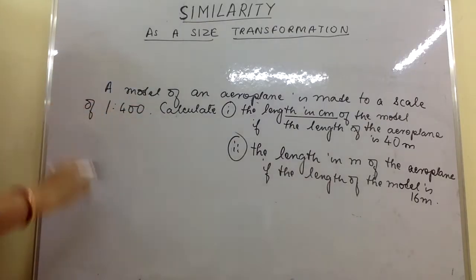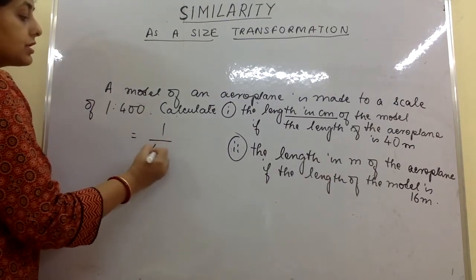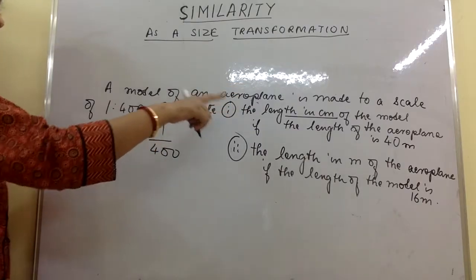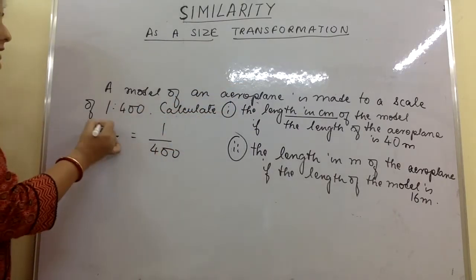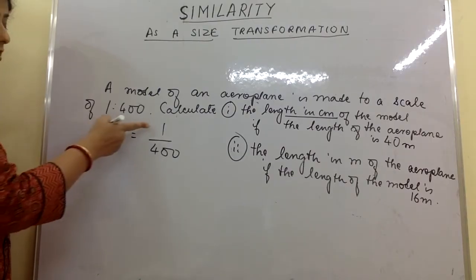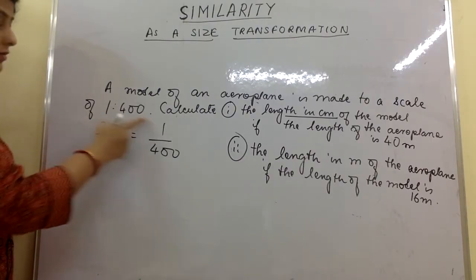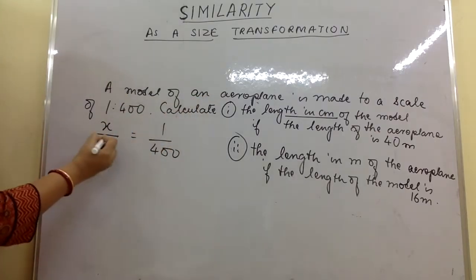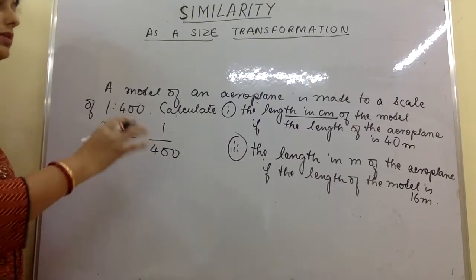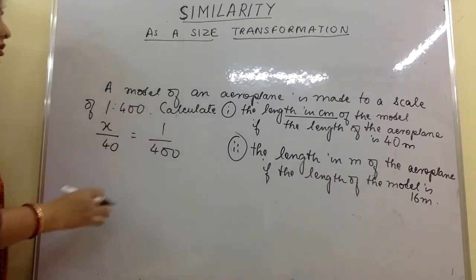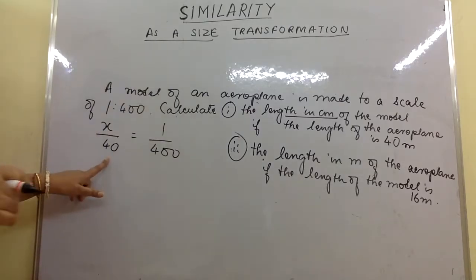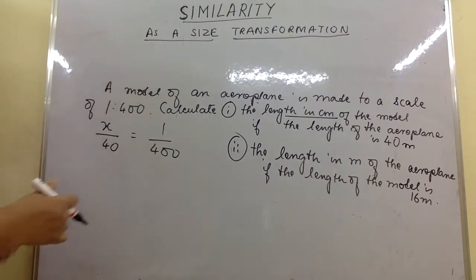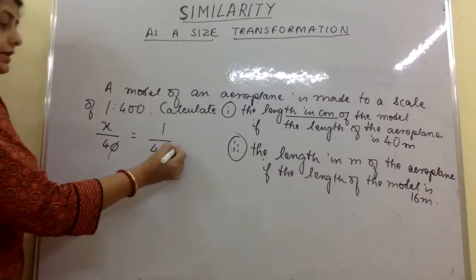A mismatch in units. Okay, so we know the scale, and we'll just put the scale. Here, let us take the length in centimeters of the model as x. I have put it above with the smaller ratio, since it has to correspond to the smaller ratio, and below that the length of the aeroplane is 40 meters. So we can change this to centimeters now, or we can do the full sum, get our answer in meters and then change it to centimeters. So we'll just do the full sum now, cancel it.